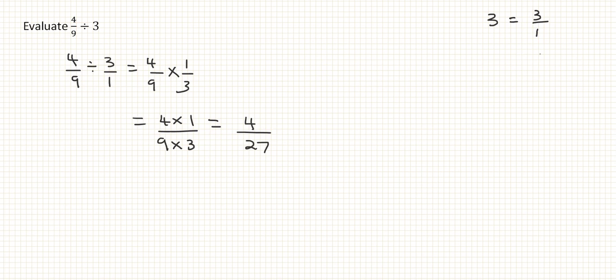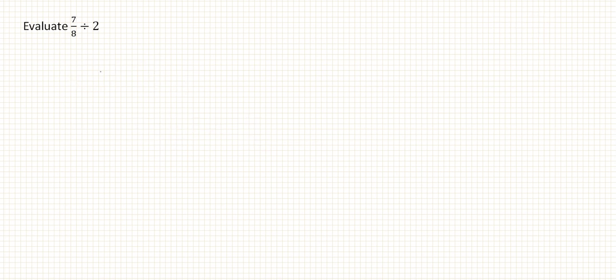That's the simplest form. 7 over 8 divided by 2. Let's write 2 as an improper fraction with 1 as its denominator. That gives us 2 over 1. So now we have 7 over 8 divided by 2 over 1. And now we leave the fraction to the left hand side alone. The fraction to the right hand side, we flip. It becomes 1 over 2.